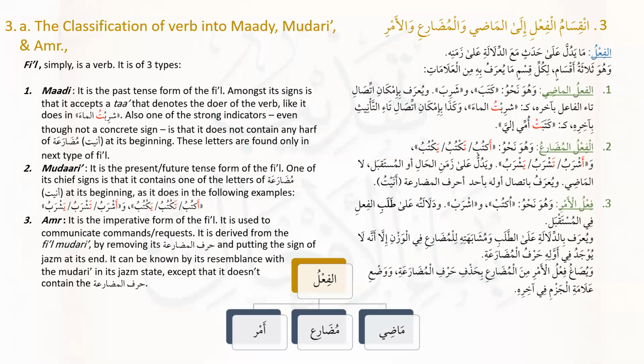أحسنت. Now here يا إخوان you could see that first of all we did not really define the فعل الماضي, rather we preferred mentioning the examples. طيب كتب شرب فعل ماضي, past tense simply put. يعرف بإمكان اتصال تاء الفاعل بآخره. One of the signs that are exclusive to فعل ماضي is the fact that it can have a تاء الفاعل at its end.